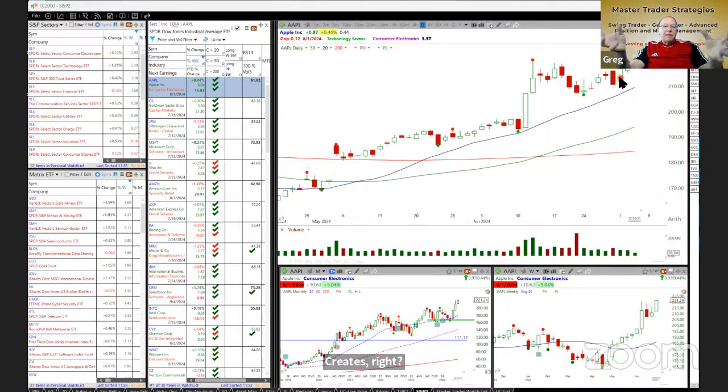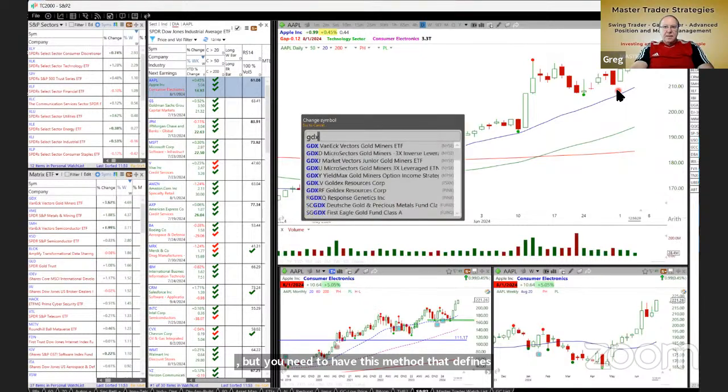I'm creating a belief that XYZ can go up or down based on a picture. That's as complicated as it is. I'm not saying it's easy, but you need to have this method that defines trends, support, resistance, voids, and so on. All right. GDX, asking.